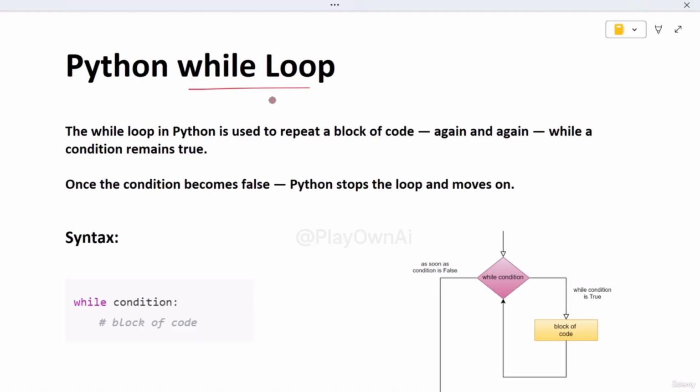Here's the definition. The while loop in Python is used to repeat a block of code again and again while a condition remains true. Once the condition becomes false, Python stops the loop and moves on.